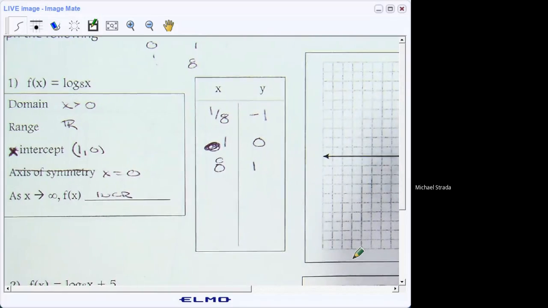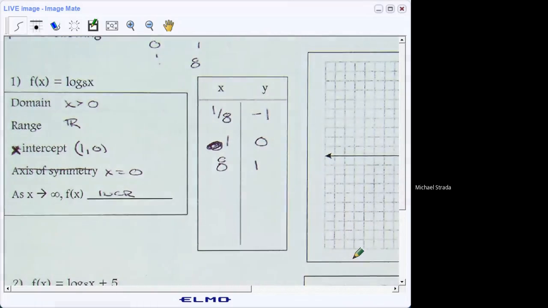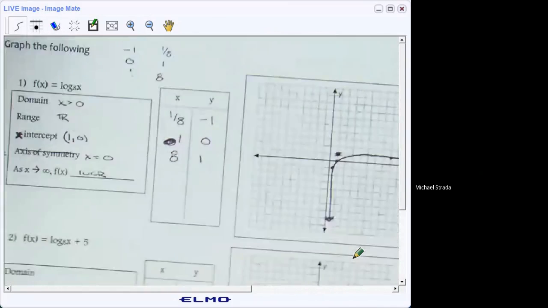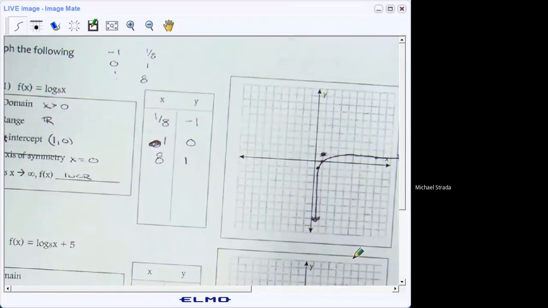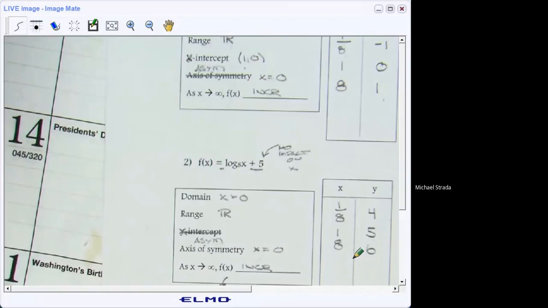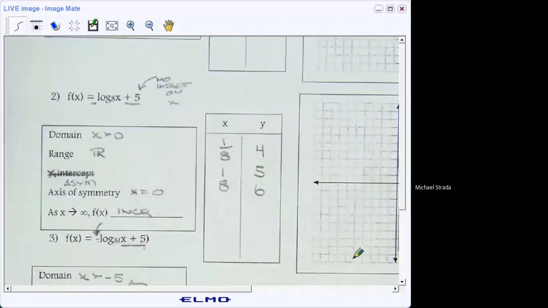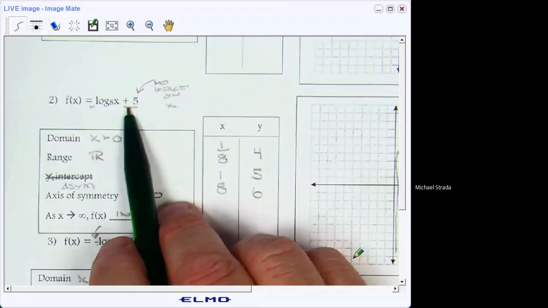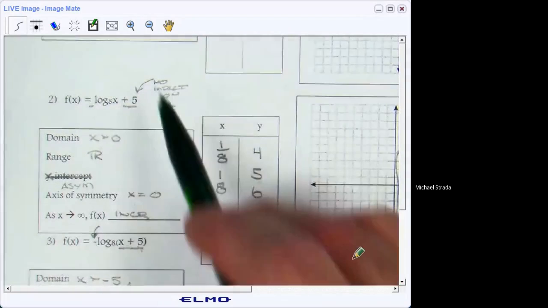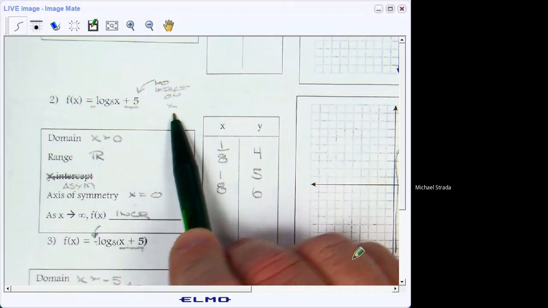There, and it gives us that. All right, that's the general shape of a logarithmic graph. Now the rest of these are all based upon the log base 8 of x. We're just going to show you what happens each time. So, if I look at number 2, the log base 8 of x plus 5. When there's a number being added on the outside, that has no impact on the x whatsoever.